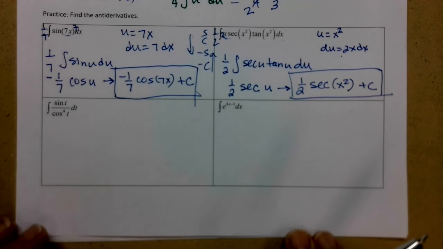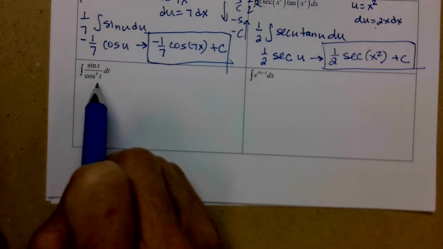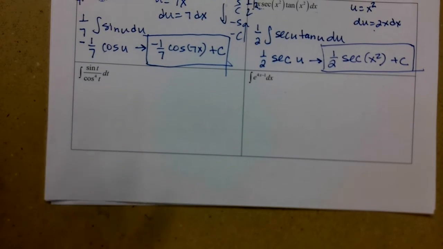Okay, here we go. Integral of sine t over cosine to the fourth t dt. Yikes, yikes, yikes. What should we let u equal? Keeping in mind, we need to see du out there, right? We need to have du be there. So we need to choose u to be something that you have the derivative of.